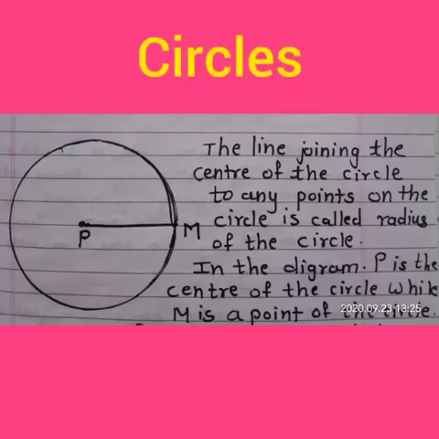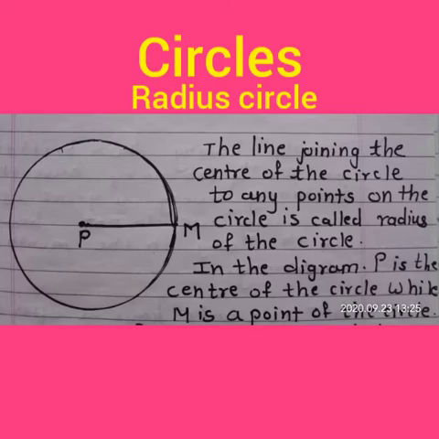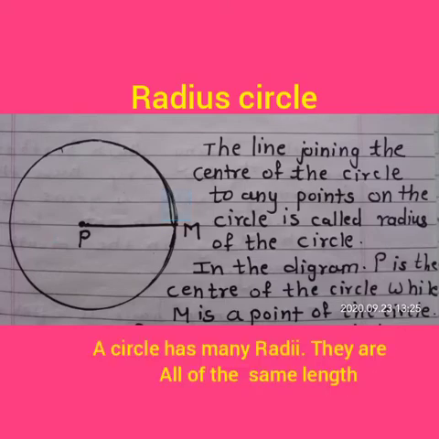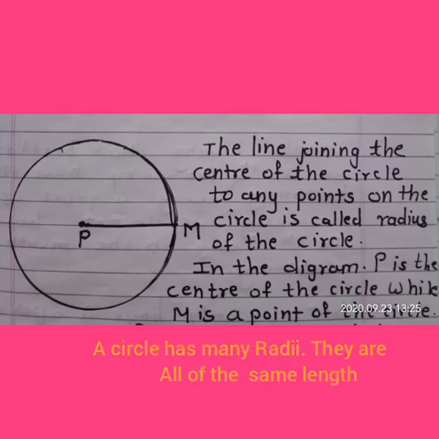Let's learn about the radius of a circle. Point number 1. The line joining the center of the circle to any point on the circle is called a radius of the circle. In the diagram, P is the center of the circle, while M is a point on the circle. PM is a radius of the circle. Observe this diagram. A circle has many radii. They are all of the same length. Keep it in your mind.